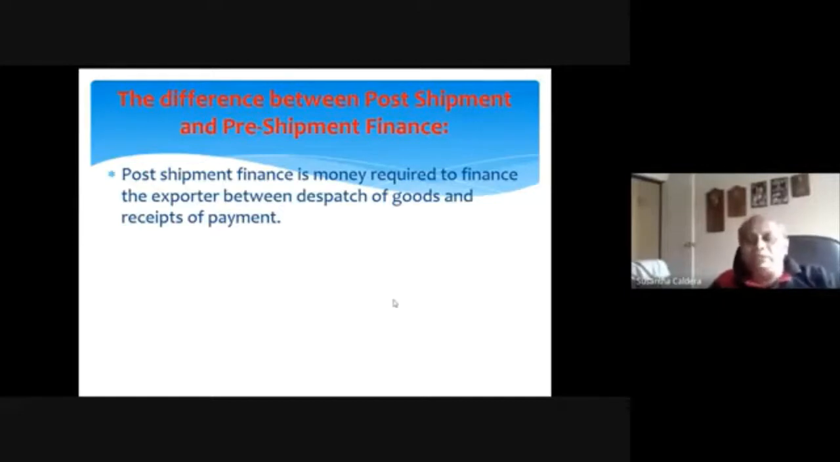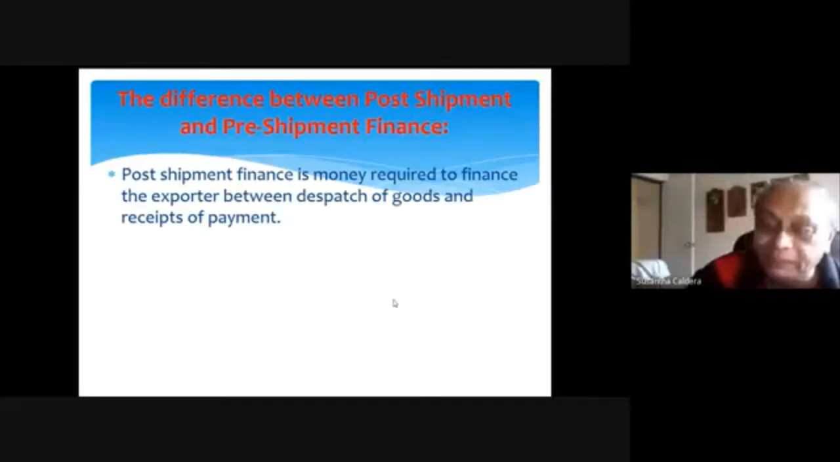He needs money to settle the light bill, electricity bill, water bill, telephone bill. You have to pay taxes, you have to pay wages, salaries. You need money. So you will come to the bank and ask the bank to negotiate the bills and give you immediate cash.